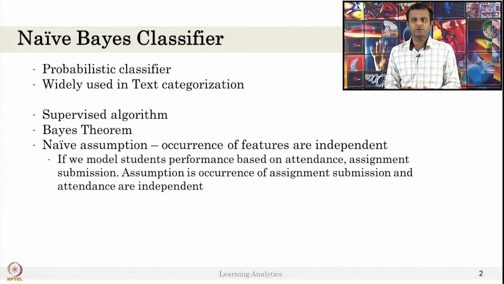You can think of other features like in a MOOC: a student logging in, a student interacting with the forum, a student watching video. These are treated as independent because not every student is going to interact with the forum or something like that. So, this assumption is the naive assumption in naive Bayes.